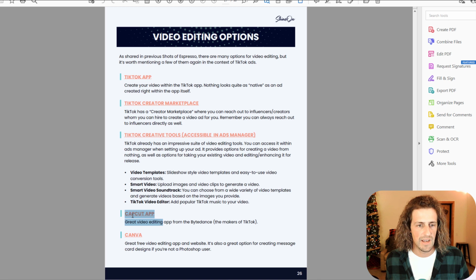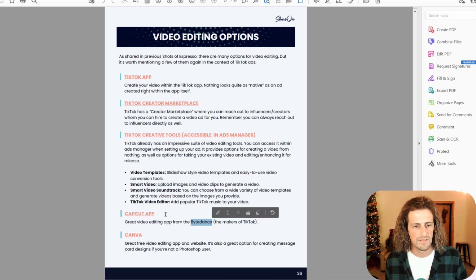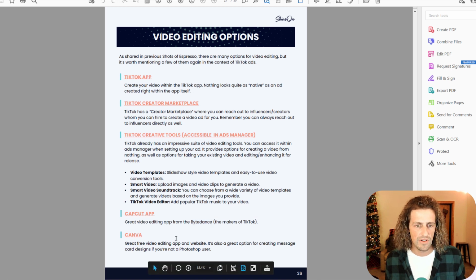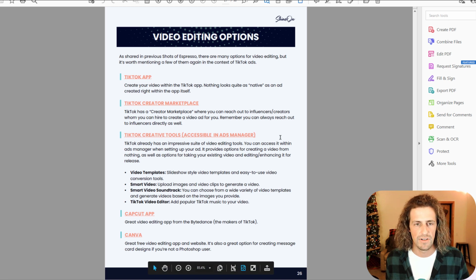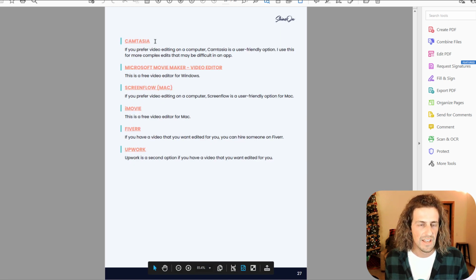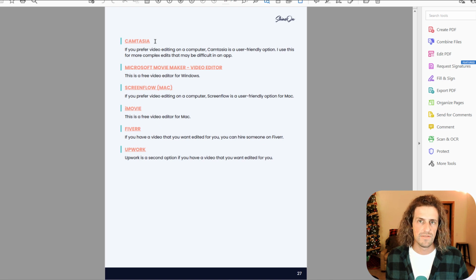So I mentioned the CapCut app before from the creators of TikTok called ByteDance. That's a great app. Canva can not only help you with creating message cards pretty easily, but it also has video editing as well now. So that's something to check out, especially if you're already a Canva user. Camtasia, it's what I use for these Shots of Espresso, and it can be pretty easy to use to just cut up videos and export.